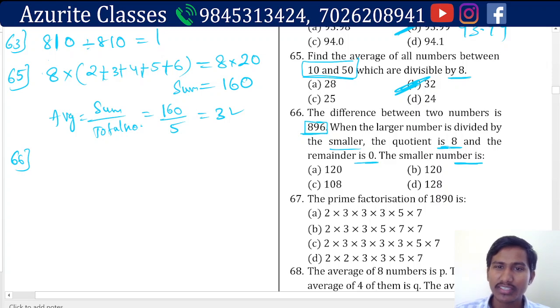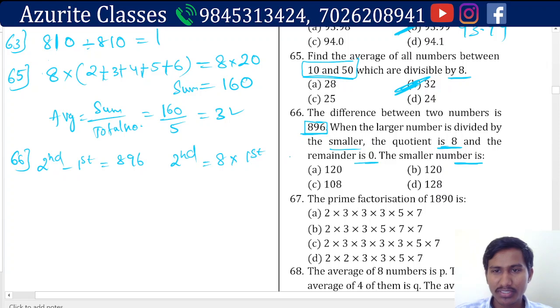Let us take the second number as the bigger number. So second number minus first number will be 869, and the quotient is 8 when divided by the smaller number. So the larger number, that is the second number, will be 8 times the first number. Okay, 8 times the first number. So the smaller number we have to find.